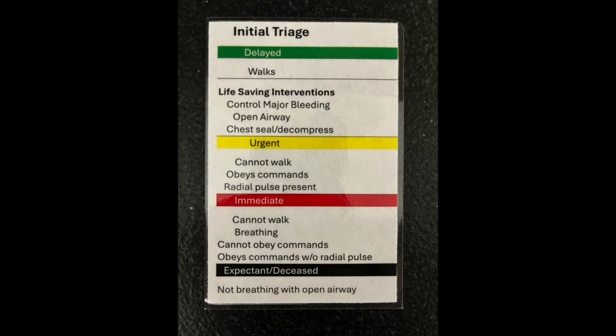So a yellow patient would be a patient who cannot walk, but they can obey commands and they do have a radial pulse present. An immediate patient would be a patient who cannot walk. They have to be breathing spontaneously. They cannot obey commands, or if they do obey commands, they don't have a radial pulse. And then an expectant or black patient would be a patient who is not breathing spontaneously after we've opened their airway.